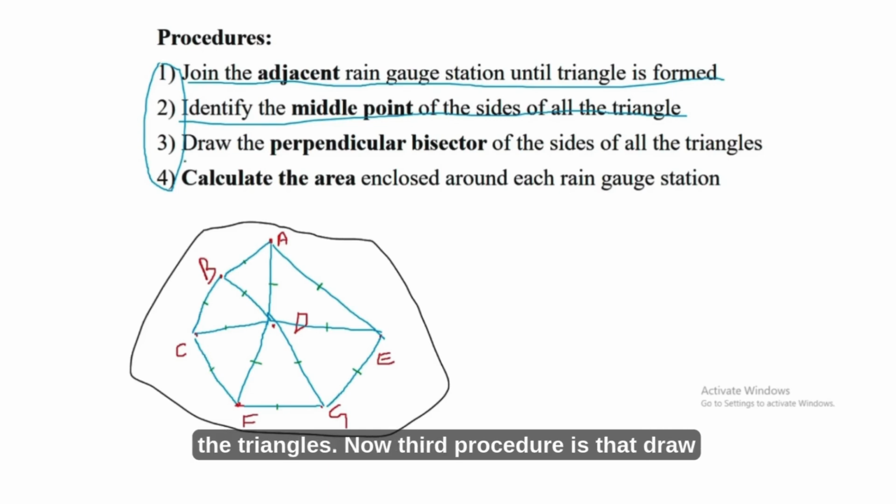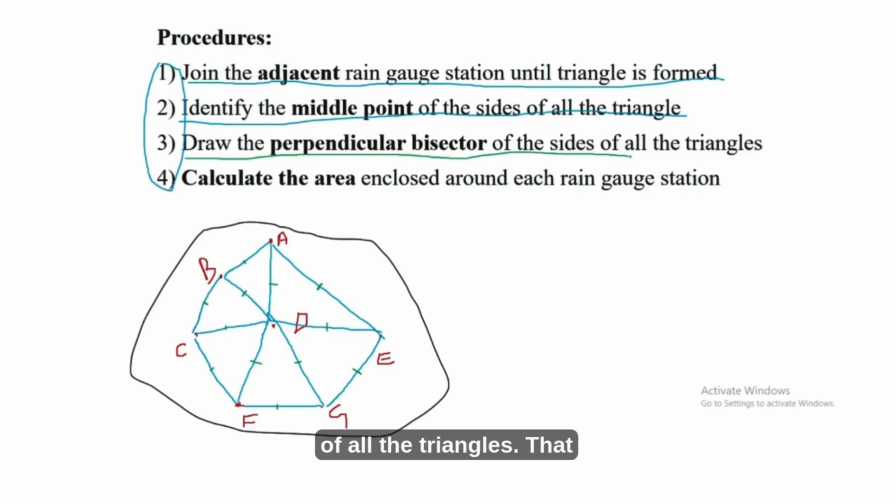Now the third procedure is to draw the perpendicular bisector of the sides of all the triangles. That means the bisector's angle should be 90 degrees. That means this angle should be 90 degrees. This angle should be 90 degrees. So all the bisectors' angles should be 90 degrees.